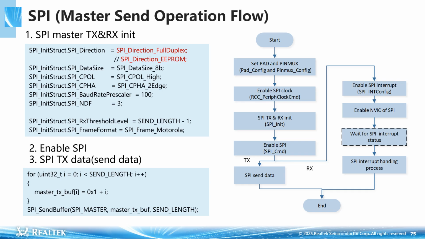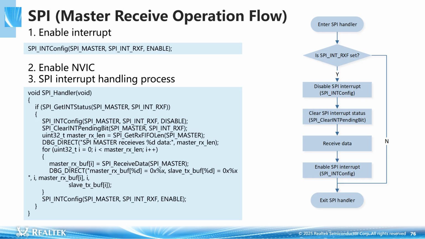After the above SPI initialization steps are completed, if you want to send data, you can directly call the Send Data API. If you want to receive data, you can enable the data reception interrupt, which will be triggered when the received data reaches a set threshold. In the interrupt handler, you can obtain the length of the received data and process the data.